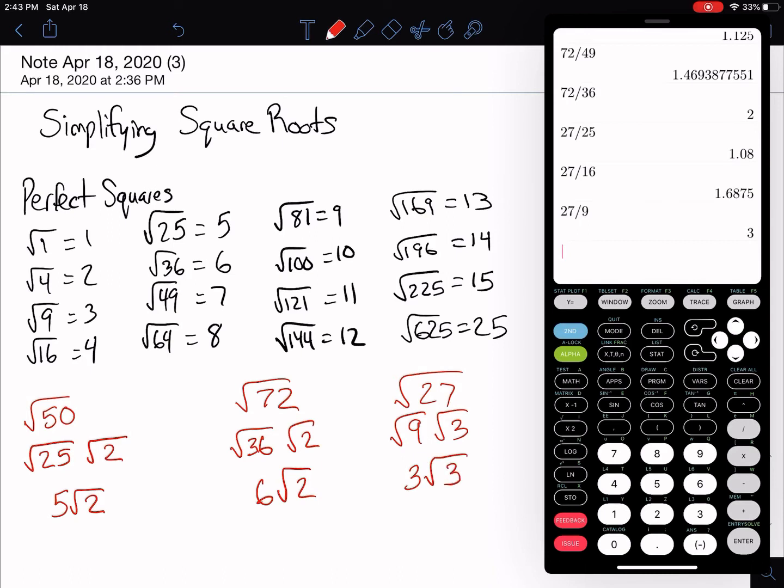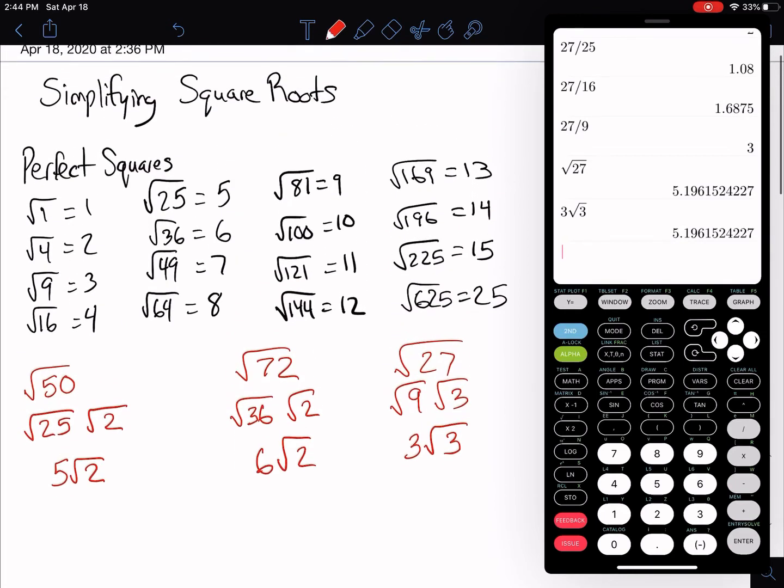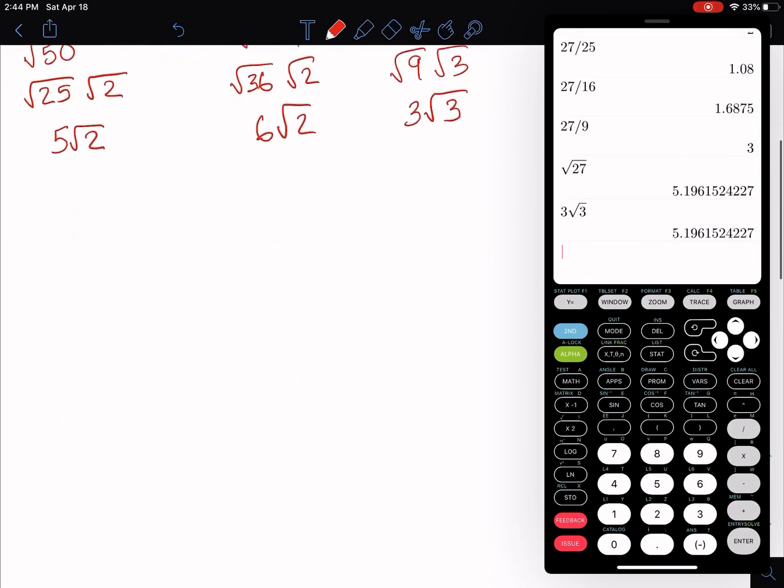Now, just to show you how this works, so you can check your answers. Let's say what is radical 27? Radical 27 is 5.19615242227, some number in the calculator. Remember, it keeps going. My calculator only gives me a certain number of digits. Let's check the answer we got. 3 radical 3. Would you look at that? We got the exact same decimal. So that allows us to prove that we got an equivalent answer. Okay, so that was our review on simplifying perfect squares, simplifying radicals and square roots.